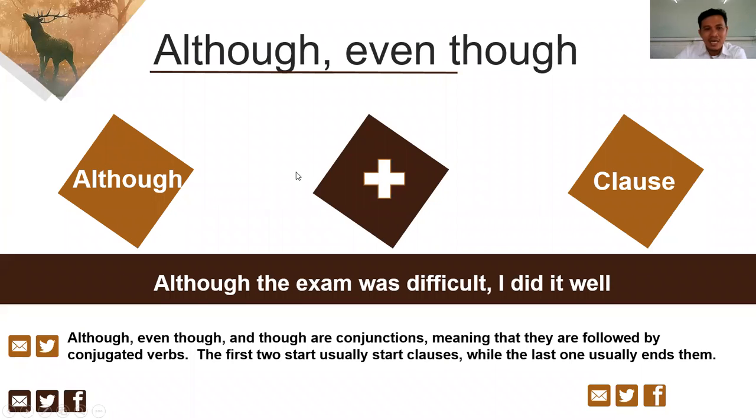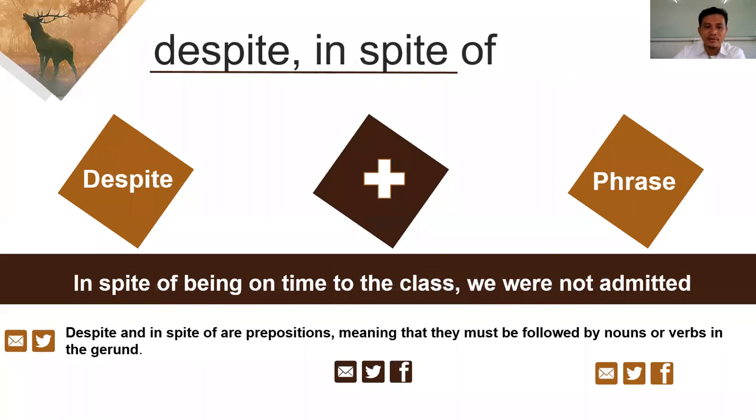So the point is, although is followed by a clause. What is a clause? A clause is a group of words which has a subject and predicate. Hope you understand. And the next is despite and in spite of. The form is despite followed by a phrase. What is a phrase? A phrase is a group of words which has no subject and predicate. It's only a group of words. It can be a noun or a gerund, a noun phrase.